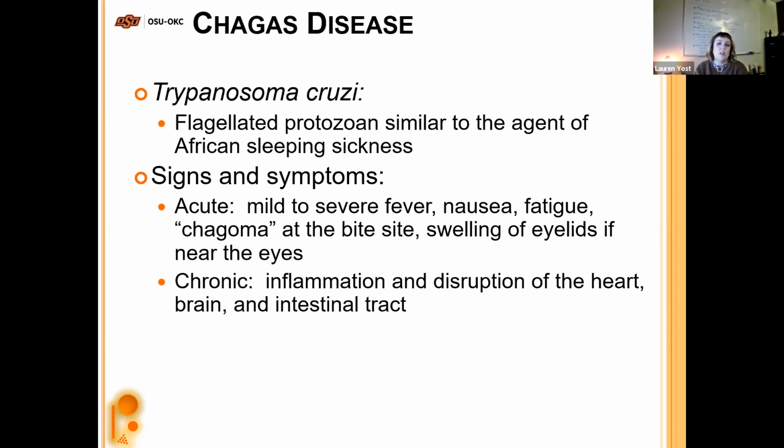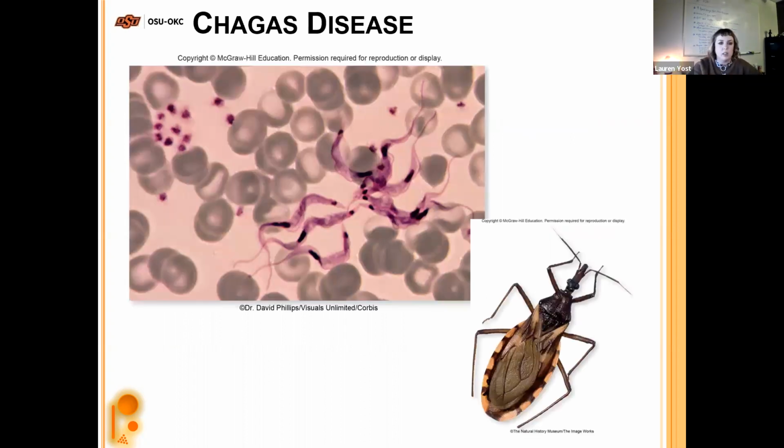Okay, typically this organism is associated with the kissing bug, which will bite either near the eyes or near the nose or the mouth, typically of children while they are sleeping. And then when they defecate in the area, that's how this protozoan organism will be spread. The chronic disease can lead to inflammation and disruption of the heart itself. We'll have inflammation of the brain and association of inflammation with the intestinal tract as well.